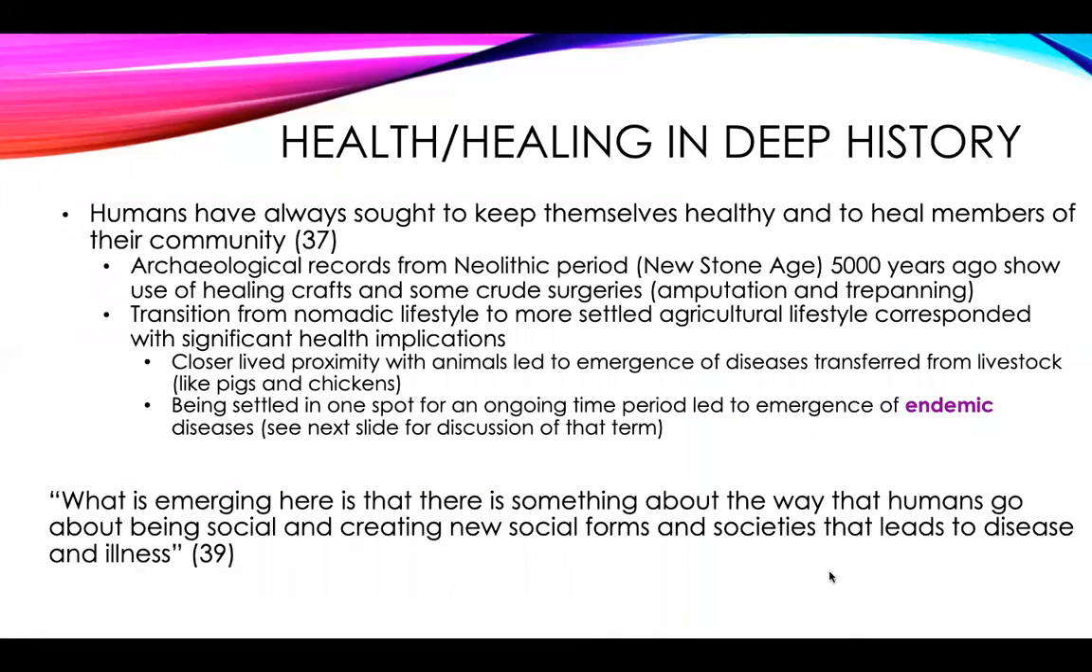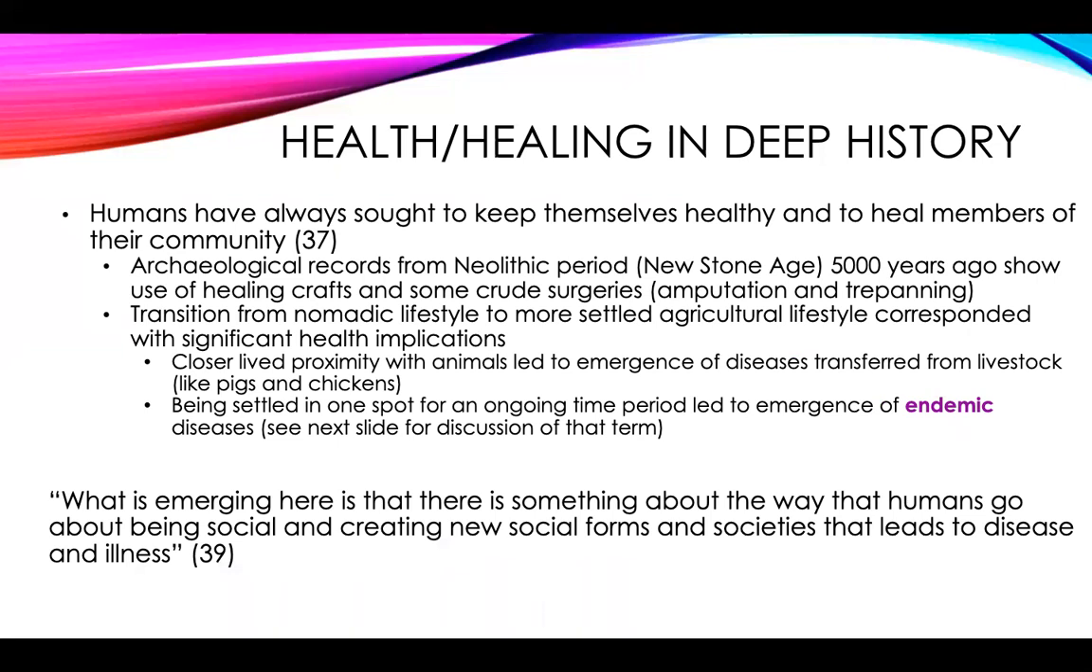So this chapter begins with a discussion of what they call health and healing in deep history. This is basically our early history, before we had writings and records. So this is what we know based on archaeological finds, and what it suggests is that as early as the New Stone Age, 5,000 years ago, people were using healing crafts and were even doing some crude surgeries. They mention trepanning and amputation, for example.